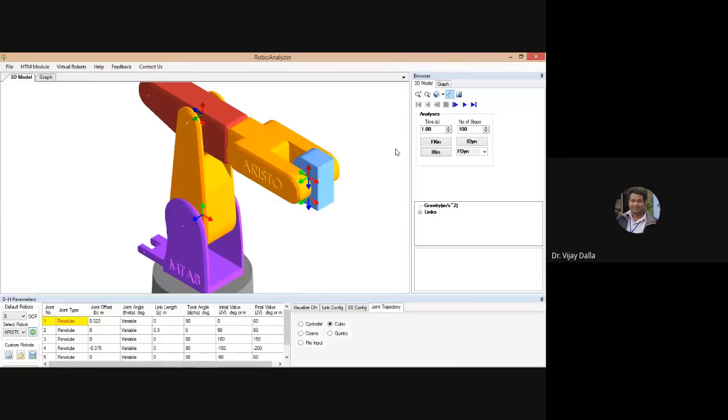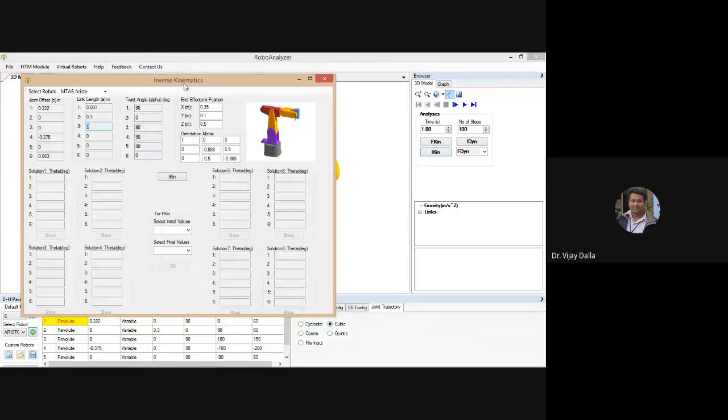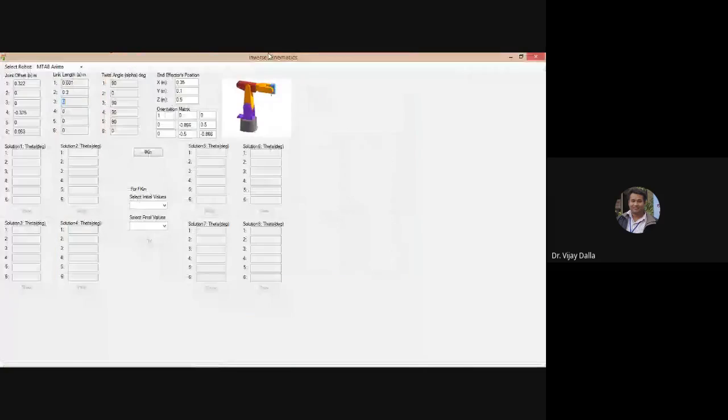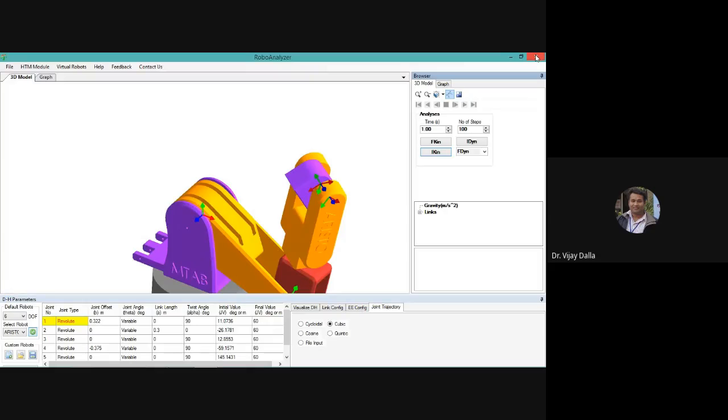Now, inverse kinematics, this we did. I'm taking the inverse kinematics values. Now I want to jog the joints.